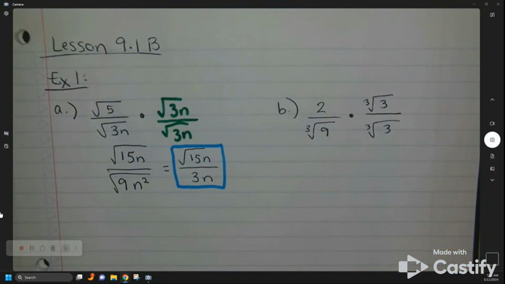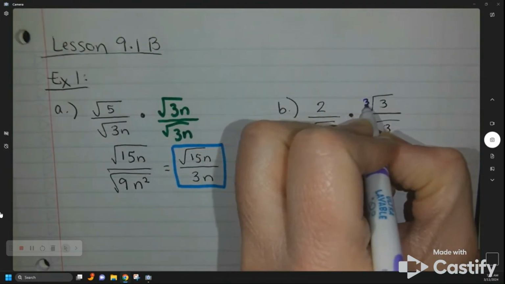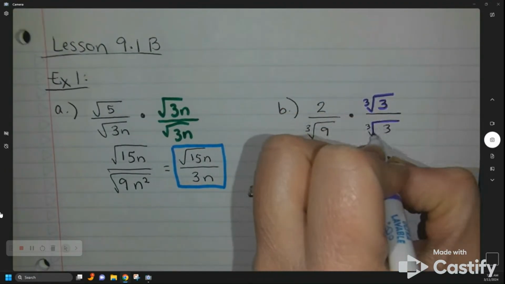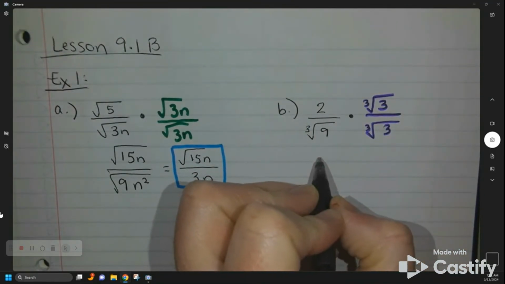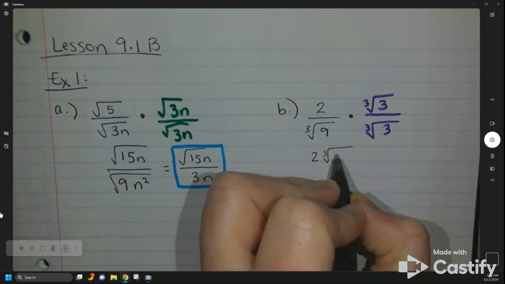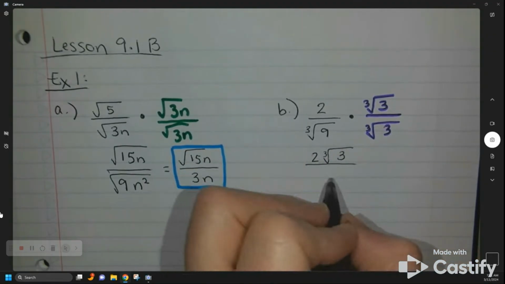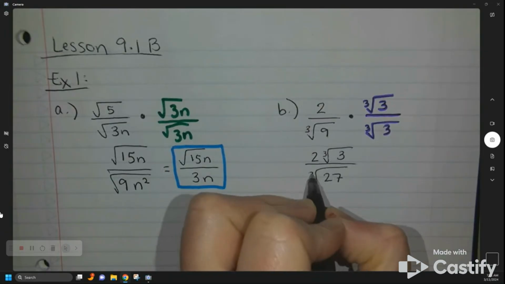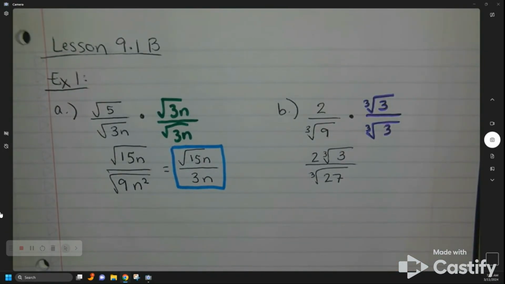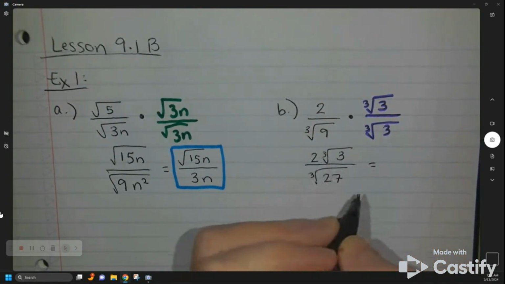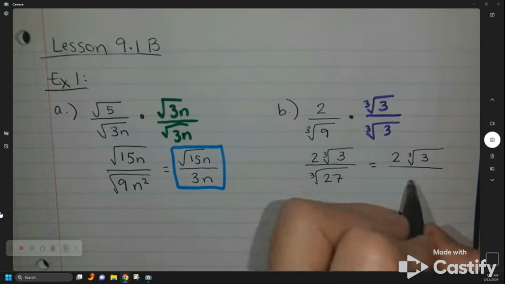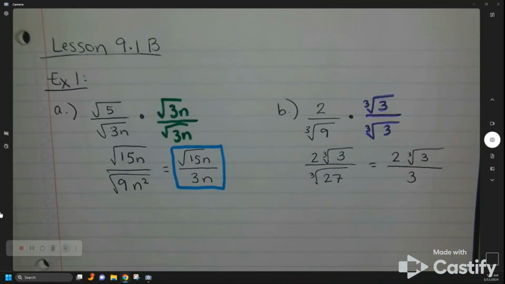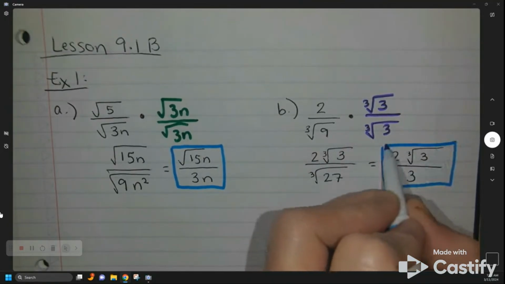I guess we can make this a color so we can identify that we are multiplying by something different than we started with. There we go. So 2 times the cubed root of 3 is just 2 times the cubed root of 3, over 9 times 3, like we talked about, is 27. So the cubed root of 27. Now the top can't simplify. It's still just 2 times the cubed root of 3. But on the bottom, the cubed root of 27 is 3. So that will be our final answer: 2 times the cubed root of 3 over 3.